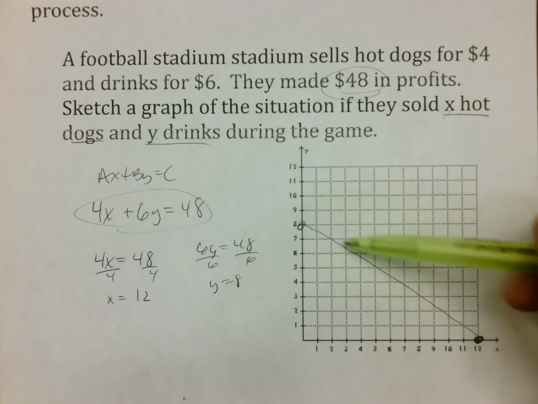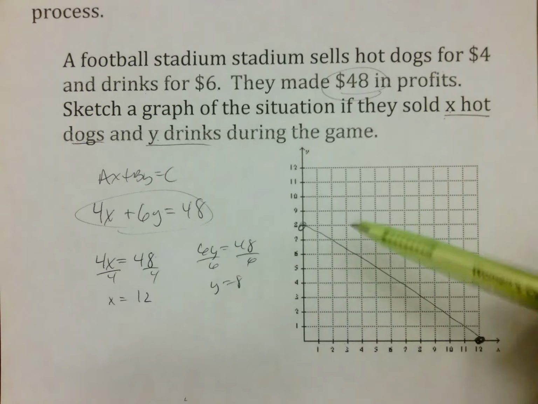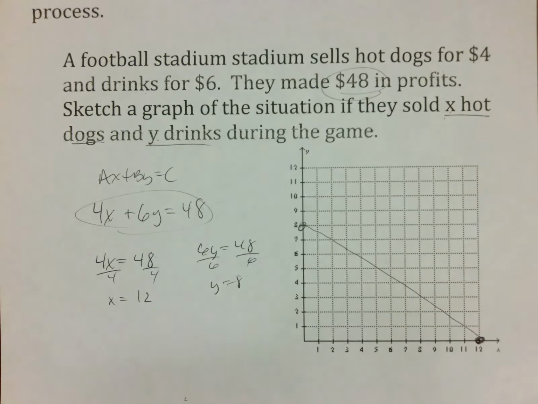You have a lot of different combinations of things that go on there, and that's what that graph allows us to see. Okay, so again, the key thing is X is hot dogs, attach it to the 4. Y is drinks, attach it to the 6. Use the intercepts, graph it.